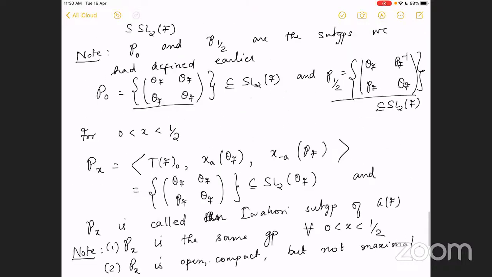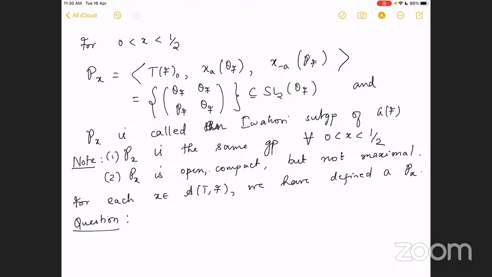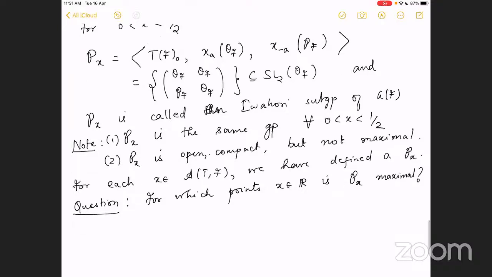Now that I have attached subgroups of SL2(F) at every point x in A(T,F), we have defined a subgroup P_x. Now the question: for which points x in R is P_x maximal? So how would we go about this? We are looking at points x in R for which P_x is maximal.